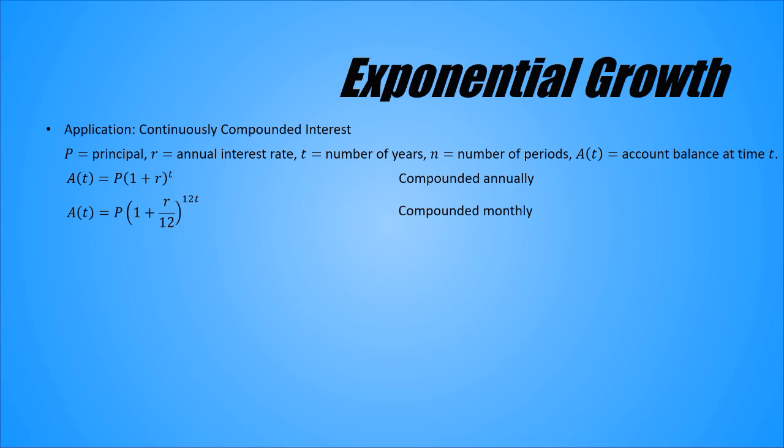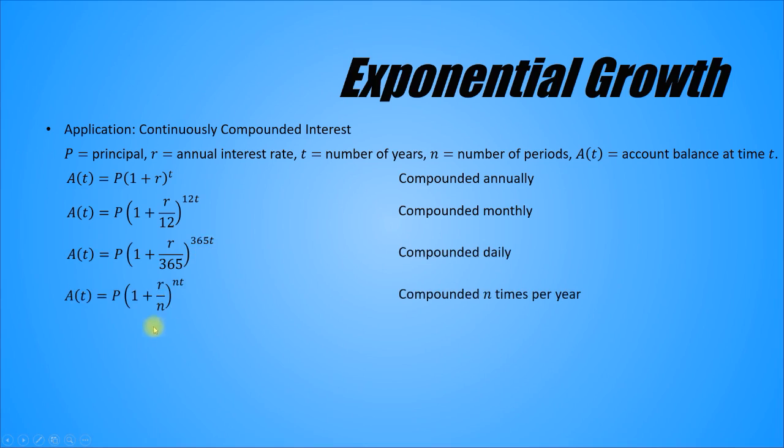Suppose we compound even more frequently, say daily. So without worrying about leap years or anything like that, we'll divide the interest rate by 365 and multiply t up here in the exponent by 365. In general, if interest is compounded n times per year, this is the expression that gives you the account balance. So we divide the interest rate by n, and we multiply t by n up in the exponent. And the larger n is, the faster the account balance grows.